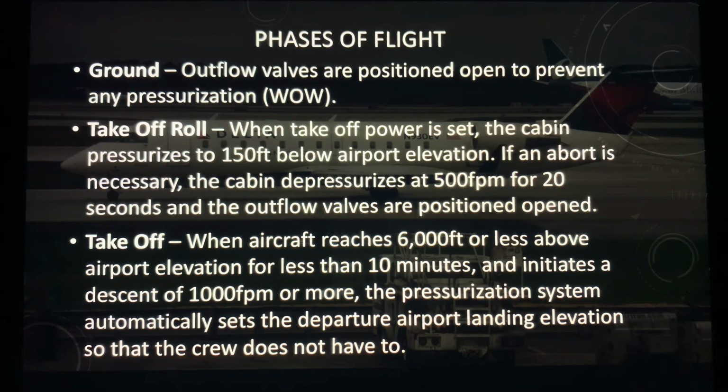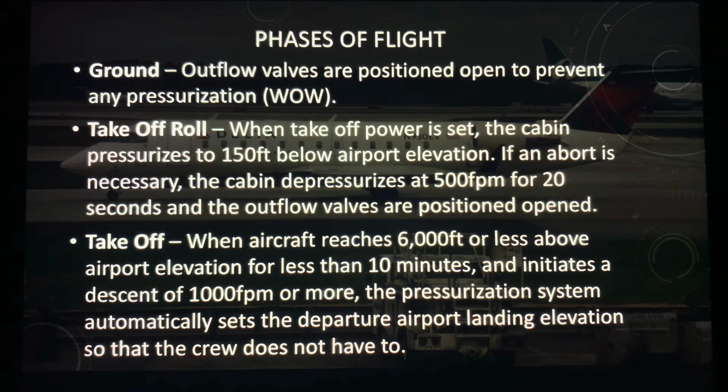The takeoff roll, when takeoff power is set, the cabin pressurizes to 100 feet below the elevation of the airport. And if an abort is necessary, the cabin depressurizes at 500 feet per minute for 20 seconds, and the outflow valves are positioned open. Again, that's another safety feature for an evacuation.